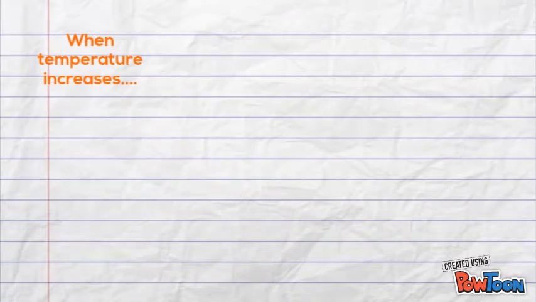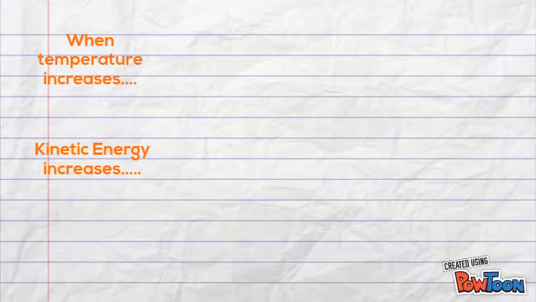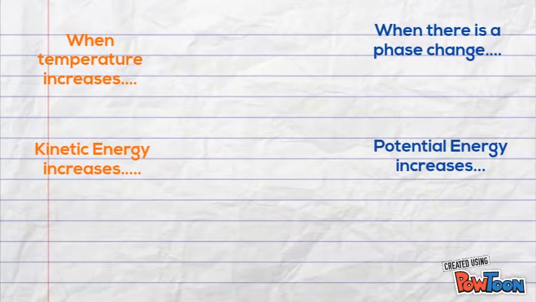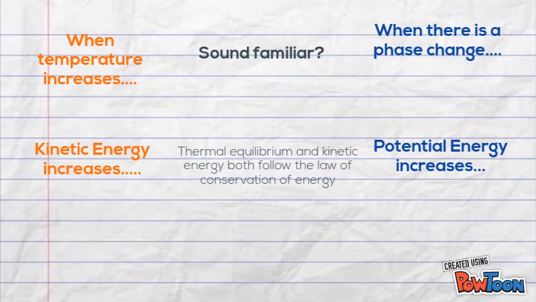The heat is also referred to as enthalpy. When the temperature increases, so does the kinetic energy. When there's a phase change, then there's also potential energy. Thermal equilibrium and kinetic energy are both examples of conservation of energy. As you remember, kinetic energy plus potential energy equals zero.